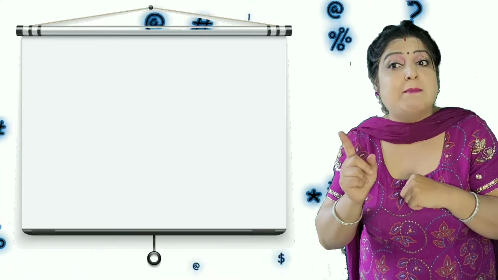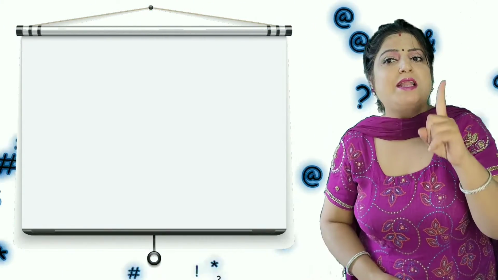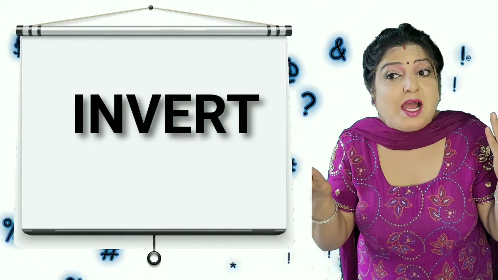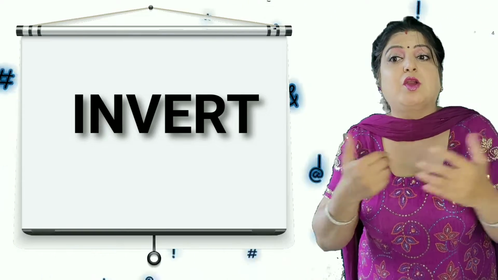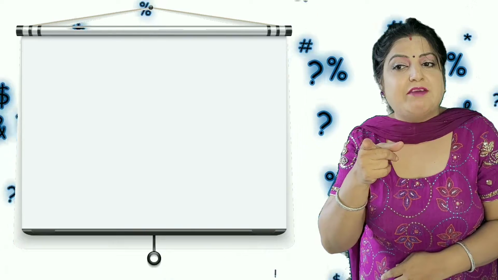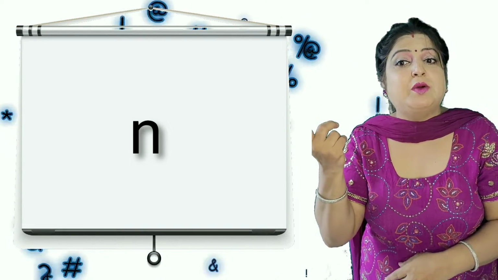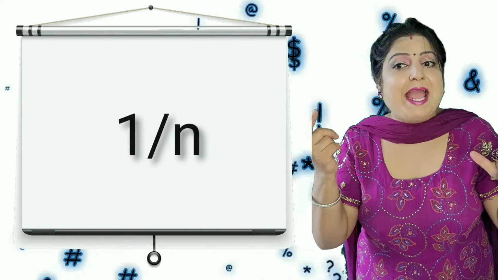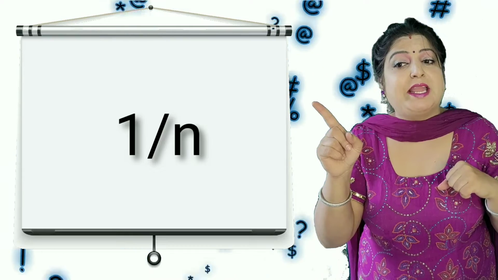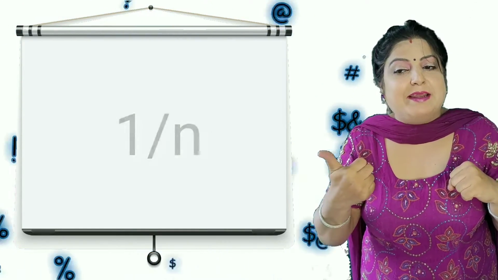To solve sums related to time and work, you just need to remember one small tip, that is nothing but just invert. Yes, invert. What does that mean? Let us see. Say, if you are given a value n, on inversion, how much will be the value? It would be 1 by n. And if you are given 1 by n, on inverting, what will happen? 1 by n becomes n.